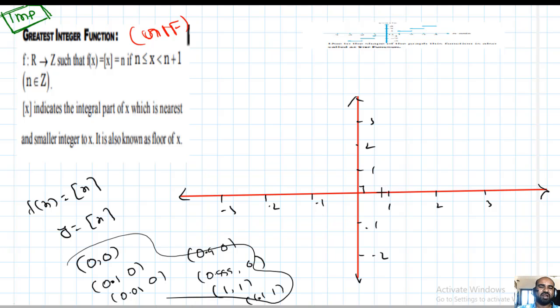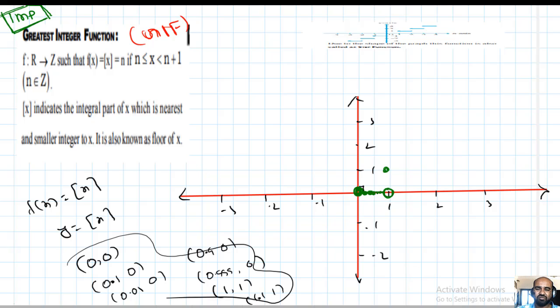Such a way that I want to identify all these ordered pairs on the graph paper, or I can say the coordinate plane. (0, 0) here only. 0.1, 0 here only. 0.2, 0 here only. Understood or not? At 1, y is 1, so the graph will jump. What is the meaning of this? If x is taken as 0.99999, y is 0 only, and at 1, y is 1. That's why here you need to draw an open circle.